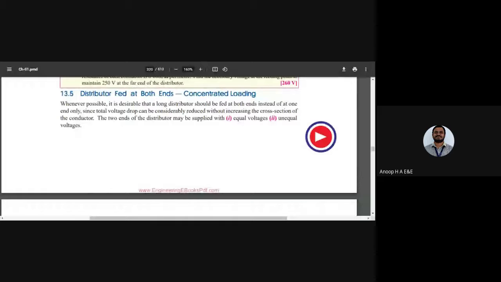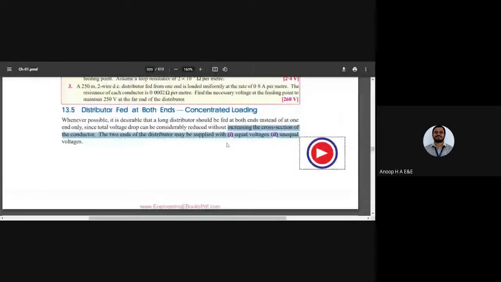It is possible that a long distributor is fed at both ends instead of one end. Why such a thing? So that it can have a total voltage drop which is considerably reduced without increasing the area of cross section of the conductor. There are a few things you need to keep in mind, that is the voltage drop. If a voltage drop occurs on the DC distributor, the voltage at the consumer terminals or premises will be relatively low, and it damages the equipment.